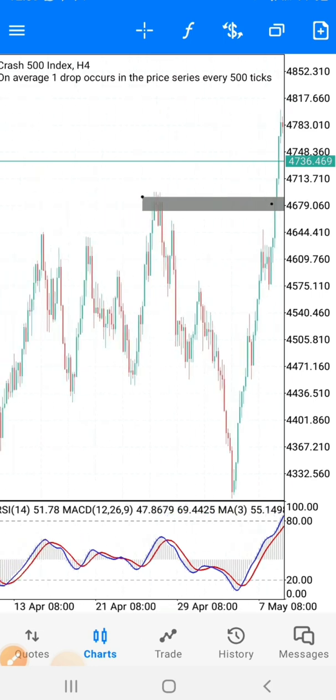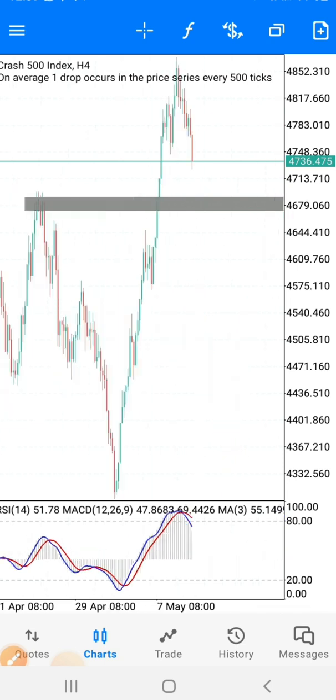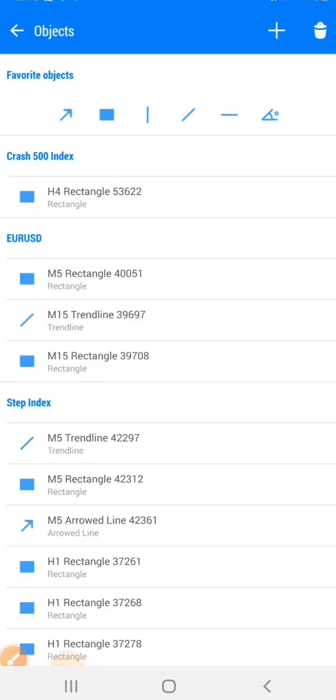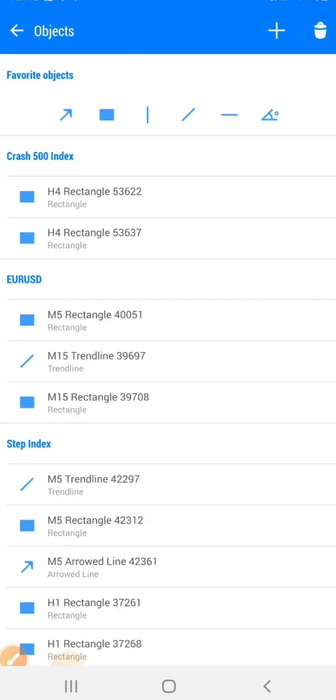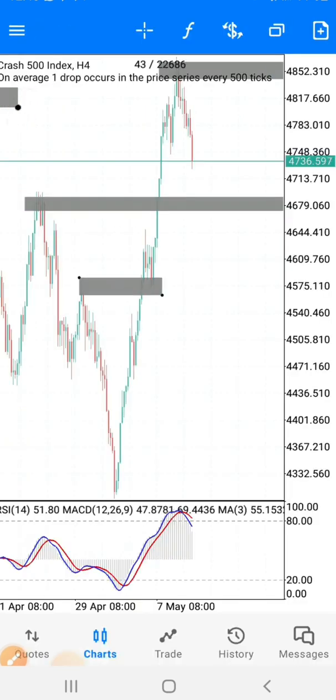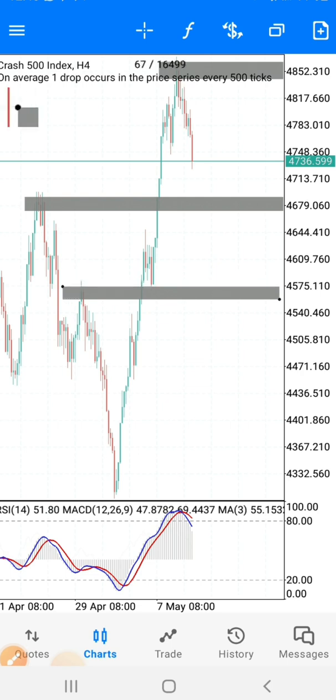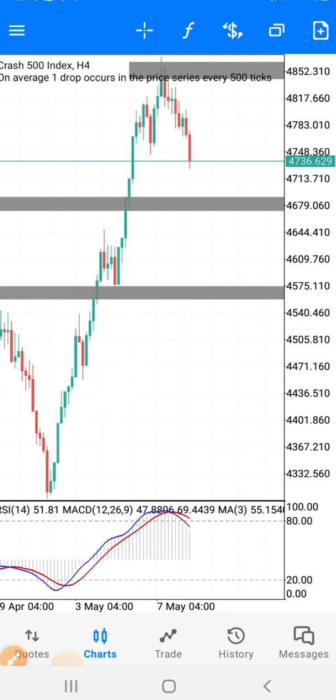So this is the biggest one here, and then there is also this one right here where the market came from, and also this one right here, and these are the zones where the market has reacted to before. So whatever we are going to do next is going to depend on these zones, and also knowing that this market is in an uptrend.